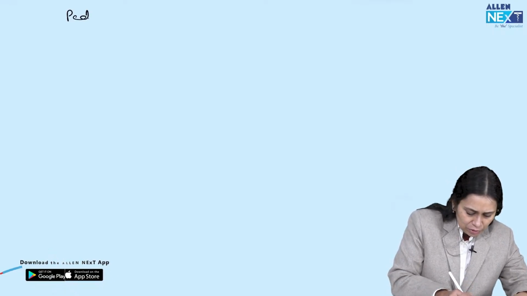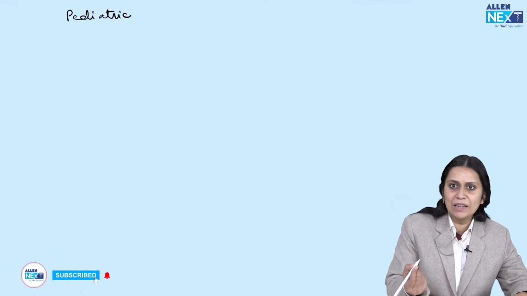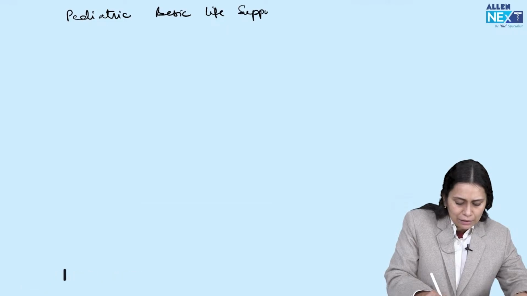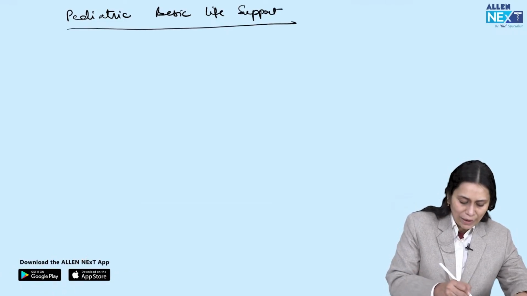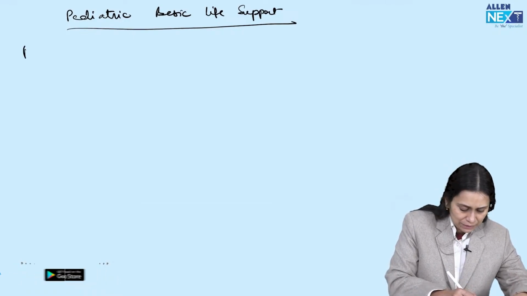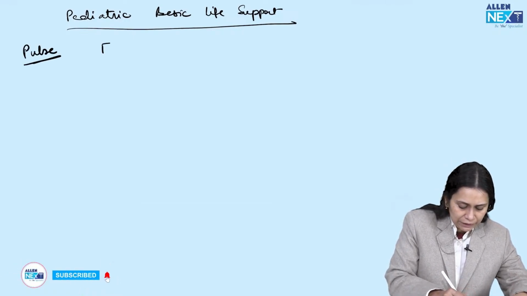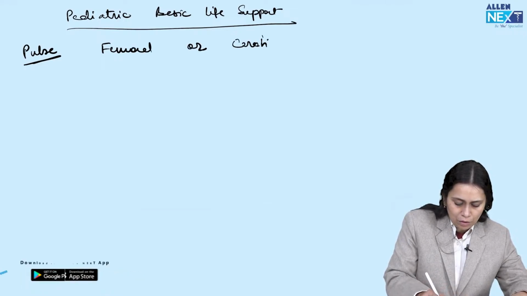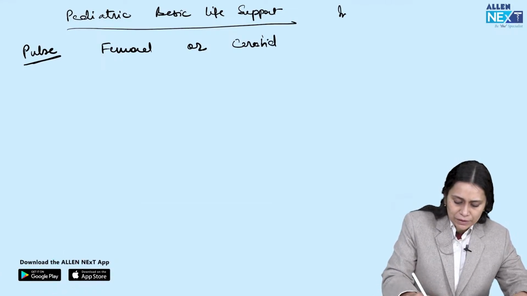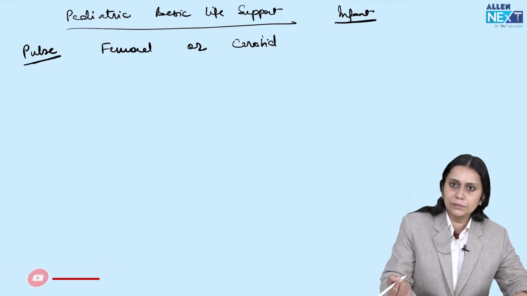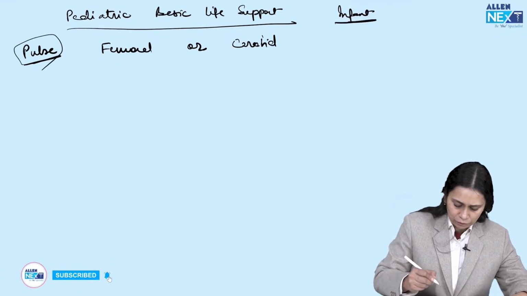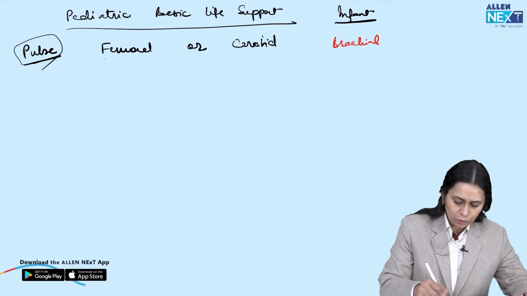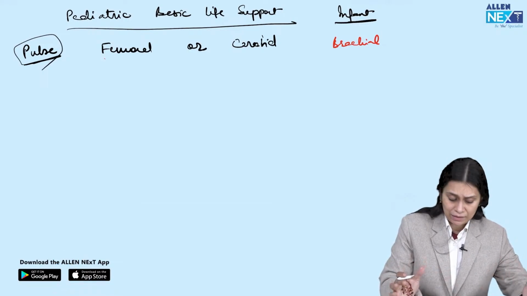In pediatric basic life support, what are the important points that we have to remember? First thing, when we are feeling for the pulse, which pulse do we feel? We feel either femoral or carotid. If it is an infant, which pulse do we feel? We feel only the brachial pulse. So in pediatric, it is femoral or carotid; in infant, brachial. In adult, only carotid.